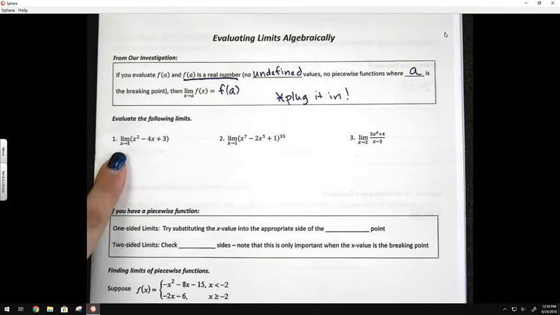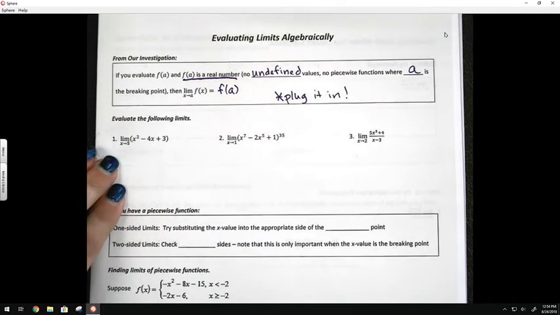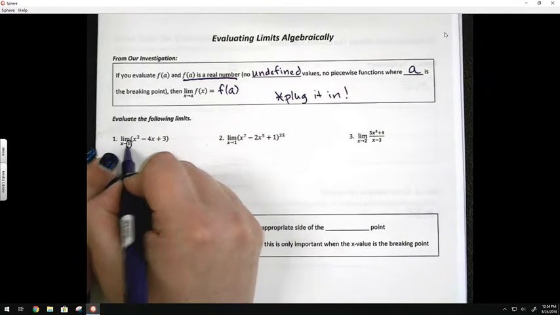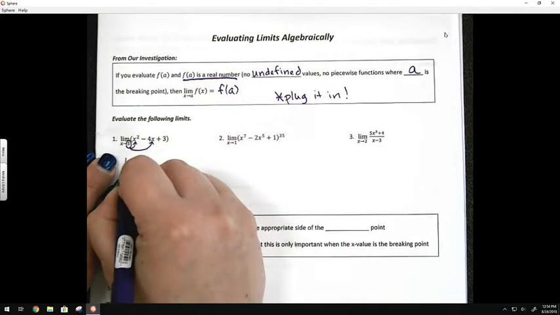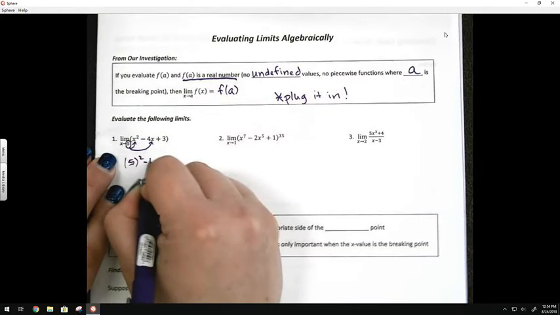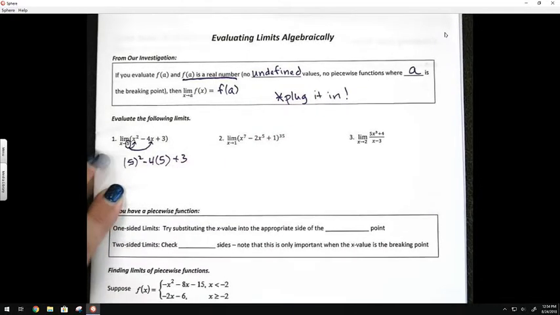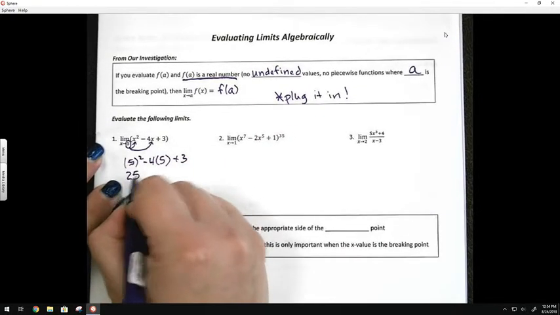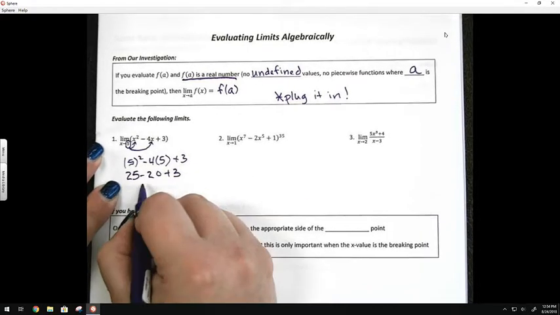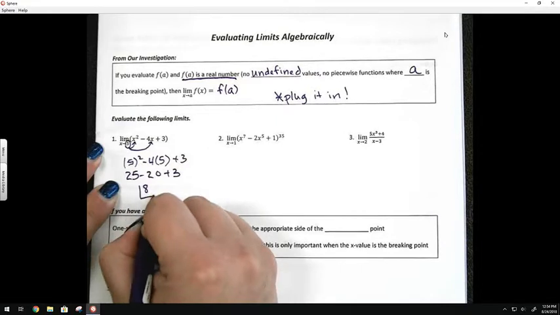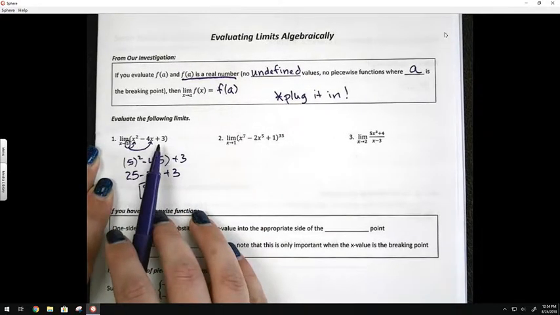So to find the limit of x squared minus 4x plus 3 as x approaches 5, we're going to take 5 and just plug it in for x. So we'd have 5 squared minus 4 times 5 plus 3. 25 minus 20 plus 3, and we end up getting 8 as our final answer. We know that this is just a parabola. There's no problems with a parabola.